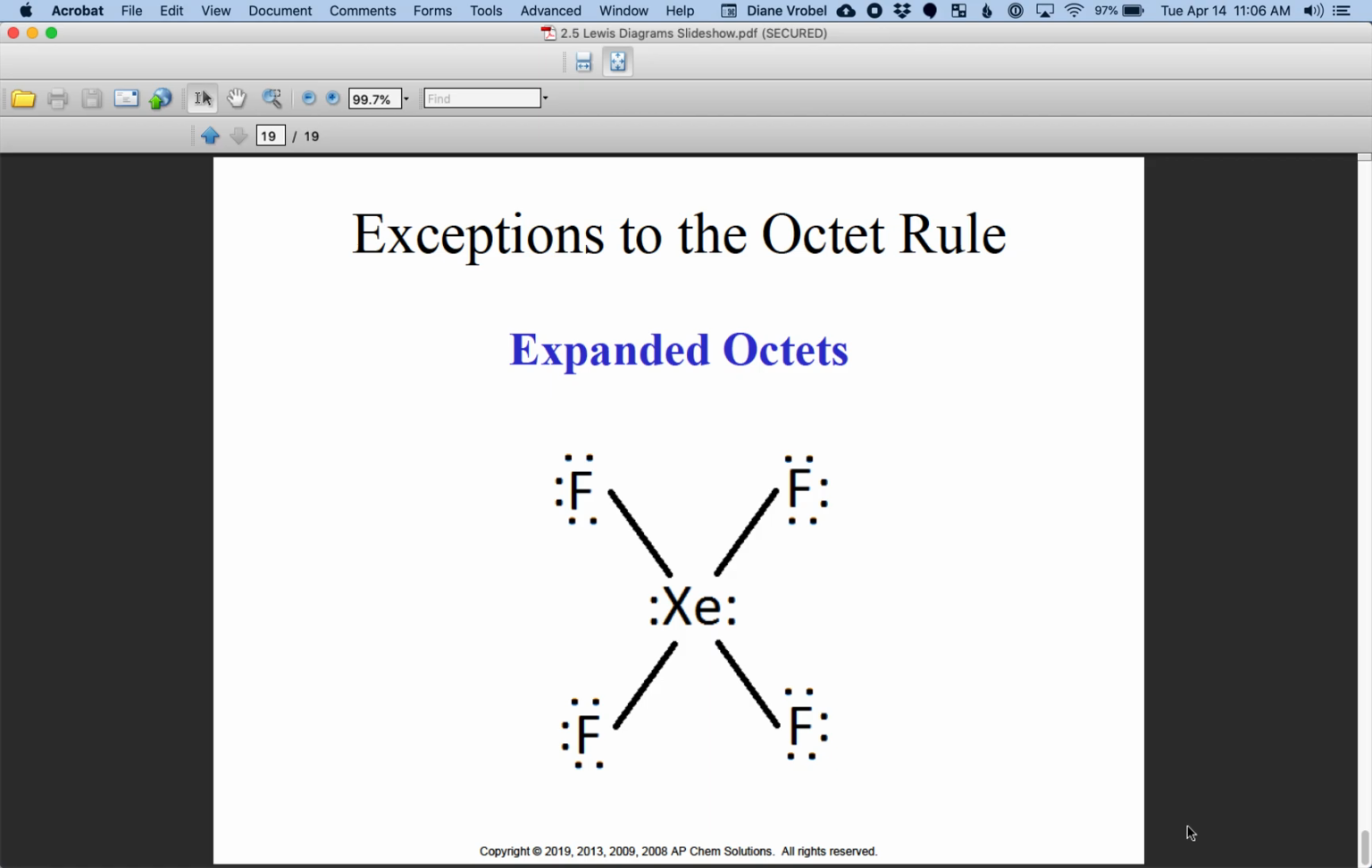Okay, so we will eventually talk about formal charge so that way we can figure out why a polyatomic ion has an overall negative or positive charge.